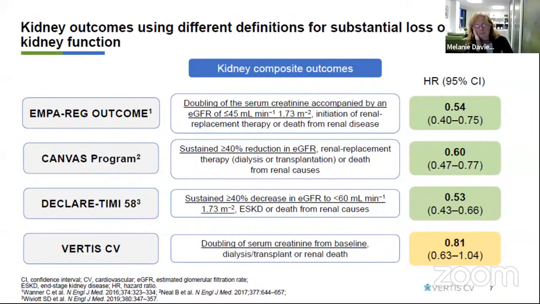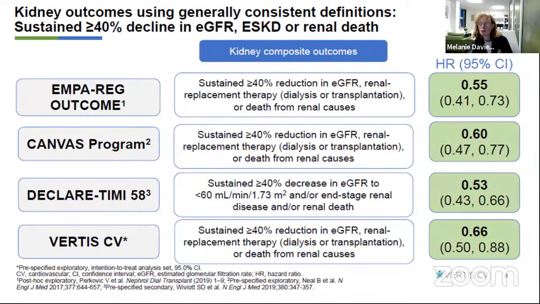Virtus at first glance seems to be a bit disappointing, and it probably is. And if you choose an endpoint, you have to stick to it. This is the endpoint that they chose for kidney composite outcomes, which was a doubling of serum creatinine, dialysis or death. And it didn't reach statistical significance in the Virtus CV study. If you use the same definition across all of the studies, which is this sustained 40% reduction in eGFR, renal replacement therapy, or death, then you see much more consistency with the results with the SGLT2s. So I think there seems to be clear consistency of the results in terms of chronic kidney disease protection and heart failure, but some difference across the class in terms of cardiovascular death and impact on MACE.